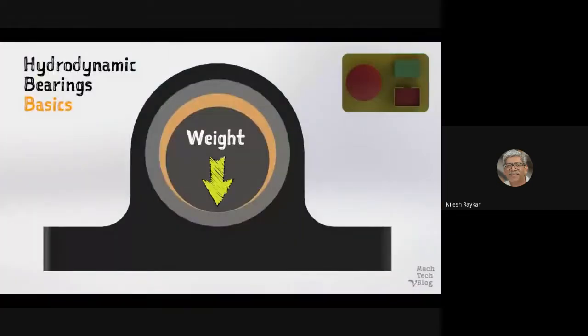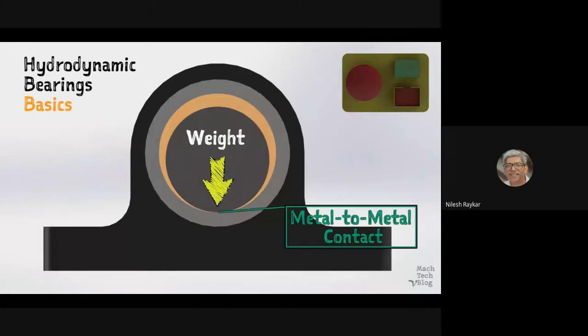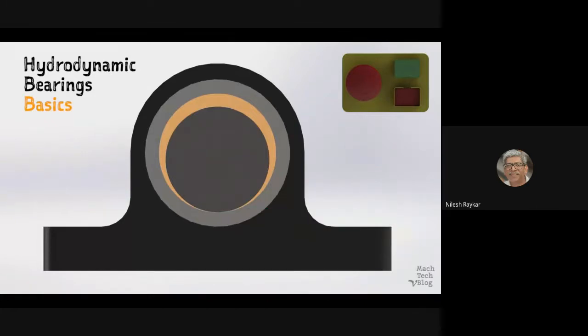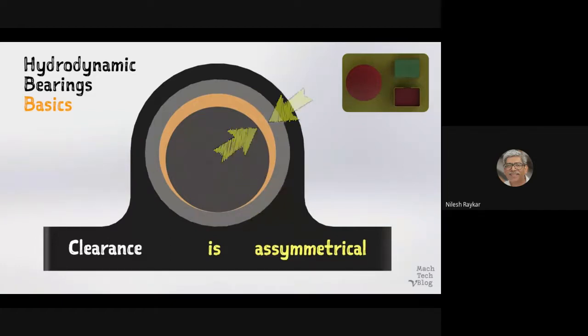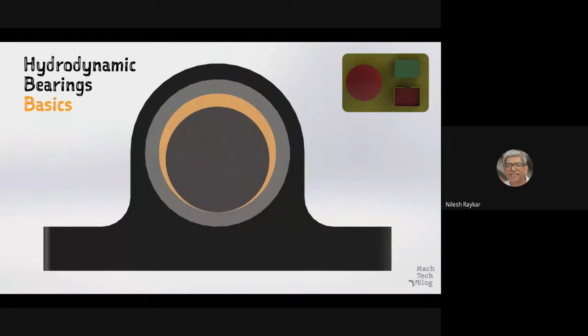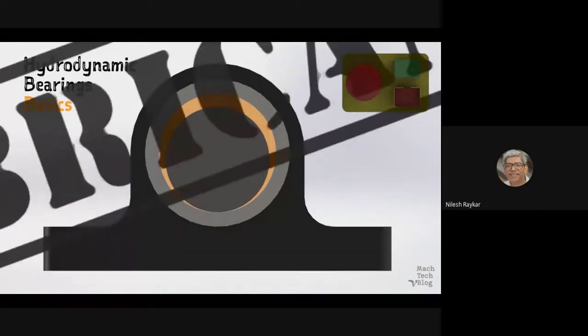The weight of the shaft and other rotating components causes the journal to sit at the bottom of the clearance, and there's metal-to-metal contact. Notice that this means that the clearance is asymmetrical. It's not the same size all the way around the bearing. This will be important when we turn the machine on, but before we do that, in order to understand what happens during operation, we should talk about the third component of a hydrodynamic bearing, the lubricant.